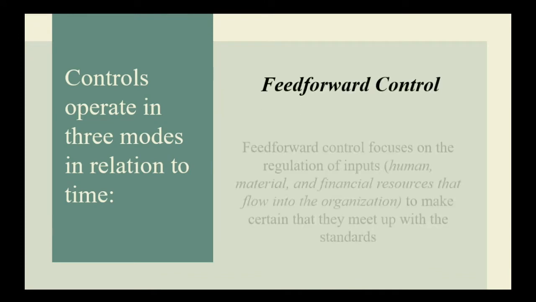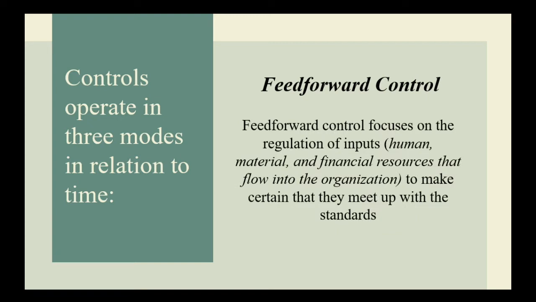So, control operates in three modes in relation to time: feed-forward, concurrent, and feedback. First, let's discuss feed-forward control. Feed-forward control focuses on the regulation of inputs, including human, material, and financial resources that flow into the organization. That is to make certain that they meet up with the standards. So feed-forward controls involve identifying and preventing problems in an organization before they occur. So feed-forward controls are proactive and preventive.